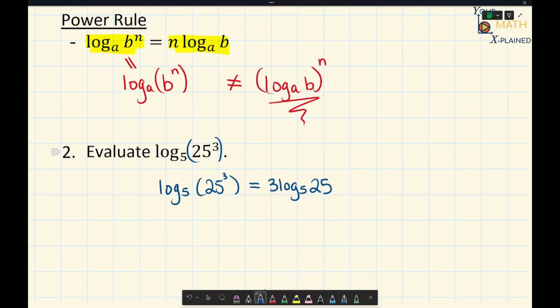So this becomes 3 times log base 5 of 25. And now we just have to ask ourselves what log base 5 of 25 is. And to do that, we can think back on the definition of logs again and ask ourselves, 5 to the power of what is going to give us 25? And that is going to be 2. So this becomes 3 times 2, and that is going to equal 6.